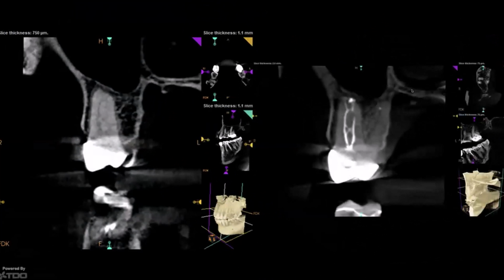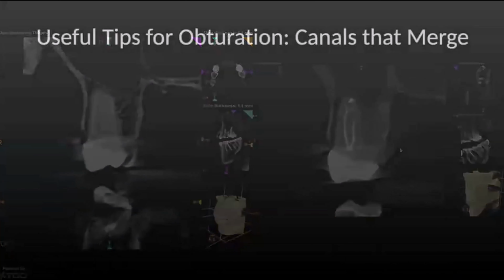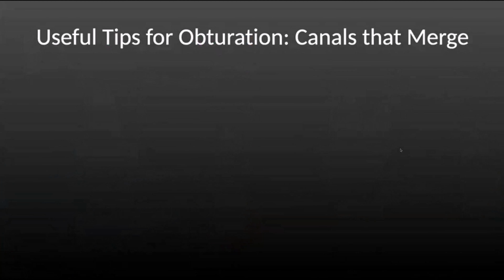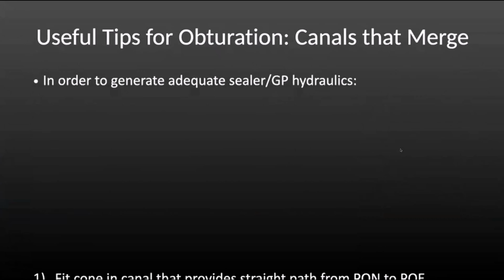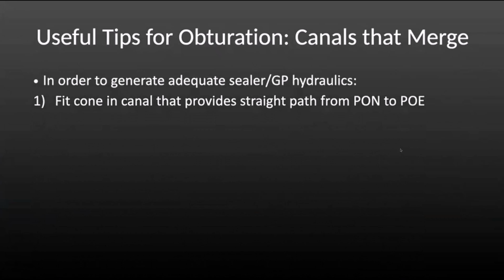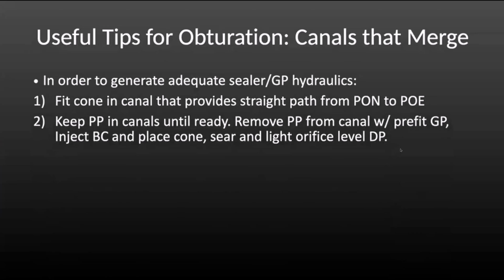So in these cases, oftentimes we're really only instrumenting one pathway to length, and we're relying on obturation to fill the system. Another strategy that I use for canals that merge is basically step one, I fit one cone in the canal that gives me a straight pathway from the portal of negotiation, or the most occlusal aspect of the canal, down to the main portal of exit. So there's always one canal that's more of a straight shot and the other canal that merges or resplits. So I always get a good cone fit in that one.